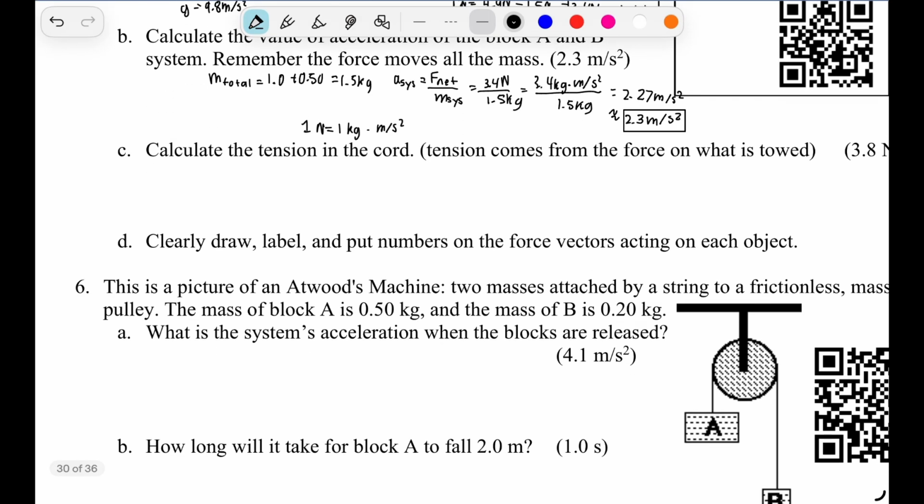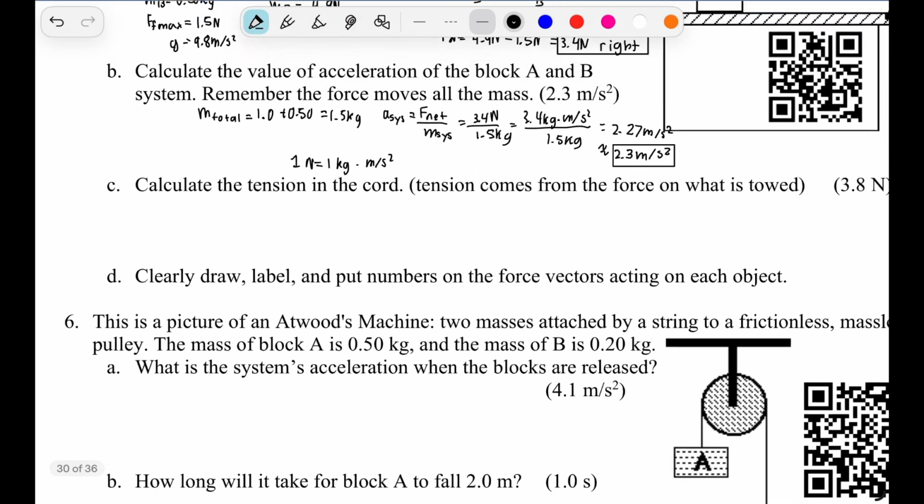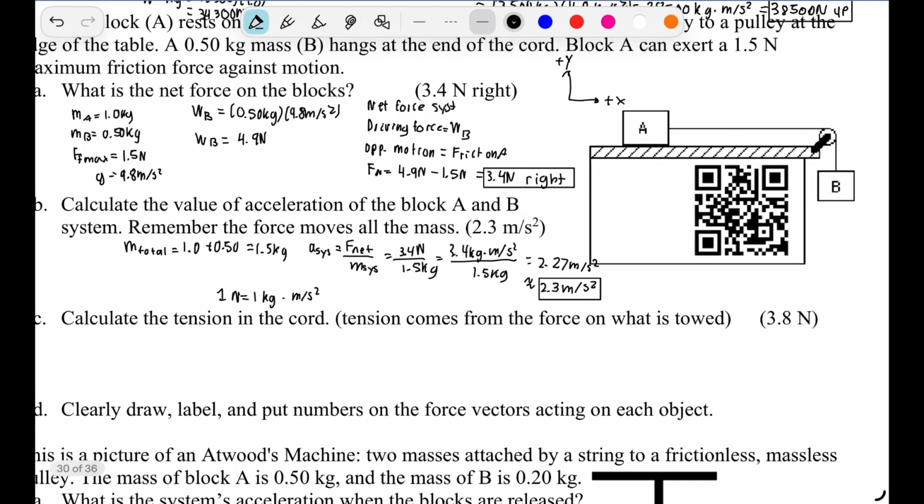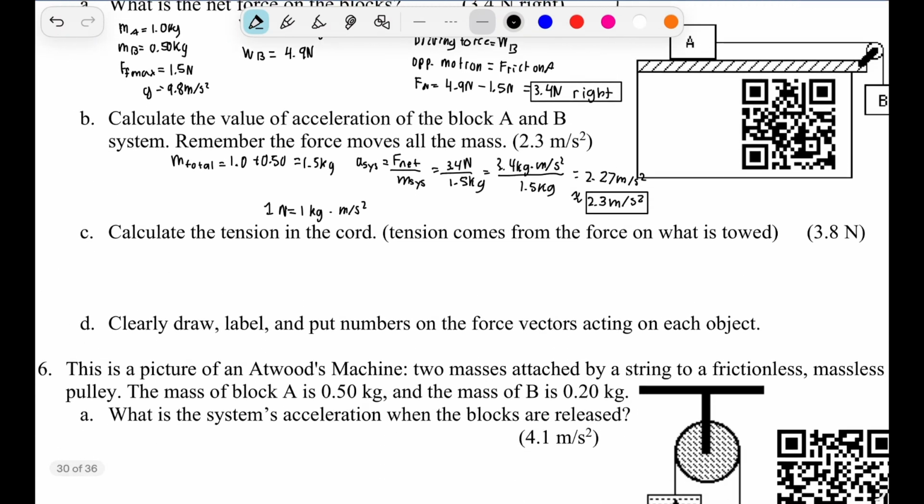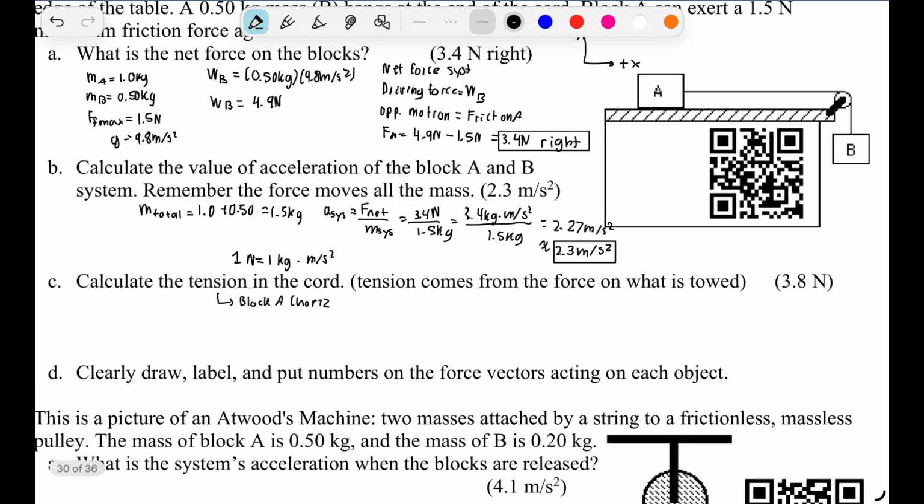Calculate the tension in the cord. The tension comes from the force on what it is towing. So this is our tension. So we have to use block A. And this is going to be horizontal, as you can see. The tension force is going in this direction. This tension force and this tension force are going to be the same because it's one string. One tension.